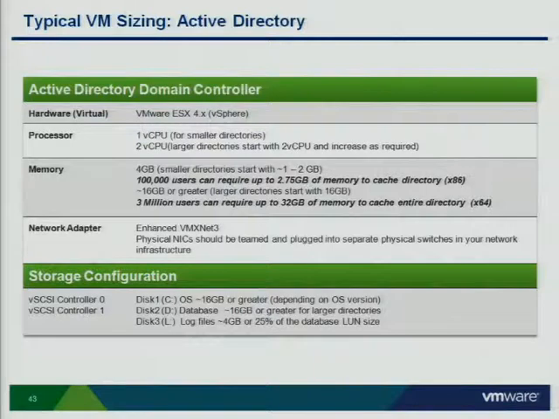If you've got 100,000 objects in Active Directory, that'll produce about a 2.75 gigabyte database. So you do the math. If I need to get that in memory, then we're talking about like a 4 gig allocation, because I've got to have enough for the OS to run, right, and so forth.